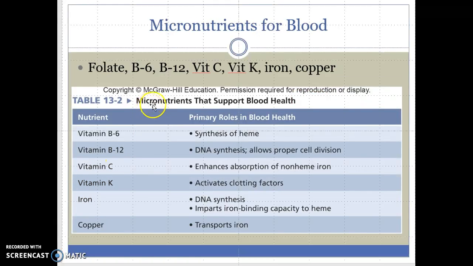So the things that are important to maintain your blood cells are these nutrients, which is what is covered in this chapter. And I just want to make sure you go over all these. B6, B12 we talked about. C is going to help iron absorption. K prevents loss of blood. And we mentioned iron is what's carrying the oxygen. And copper is also important because it transports iron from one place to another. So you need the copper to move it around.